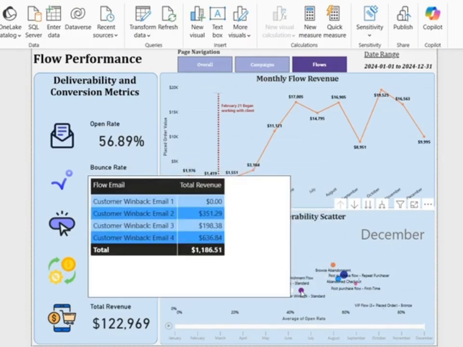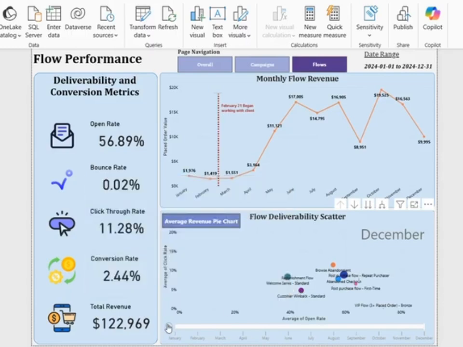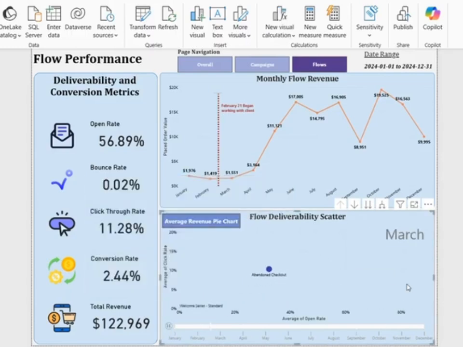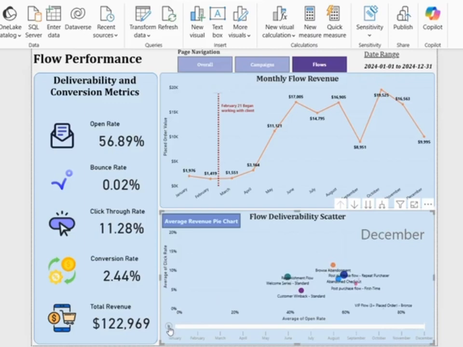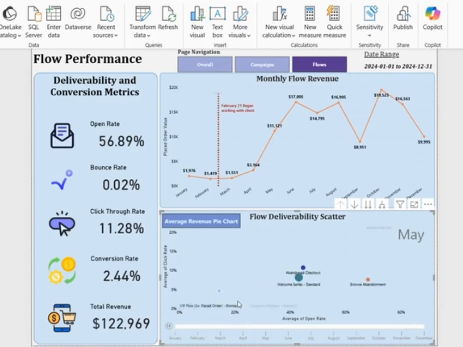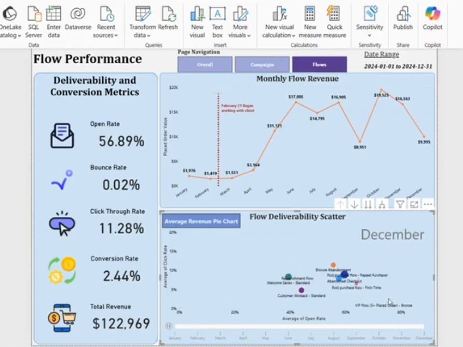Again, with this visual in particular, we can see the evolution over time. So again, when I started working with the brand in January and February, you'll see that there weren't too many flows implemented. I'll just play this again. And then in the subsequent months, we're seeing more and more flows as we implemented more for the brand and how the open rates are considerably increasing in deliverability.